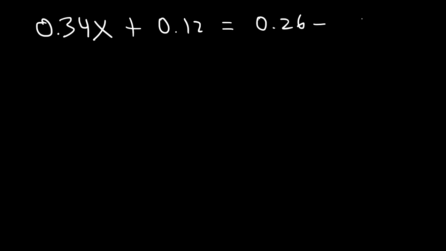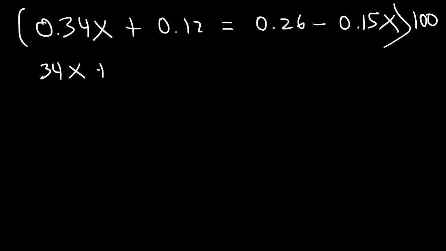Now let's look at another example. 0.34x plus 0.12 is equal to 0.26 minus 0.15x. Go ahead and find the value of x. So in this example, notice that each number is at the hundredths place. So to turn everything into a whole number, multiply everything by 100. 0.34x times 100 is 34x. And then the next number is going to be 12, and then 26 minus 15x. So basically, you just got to move the decimal point 2 units to the right if you're multiplying a number by 100.